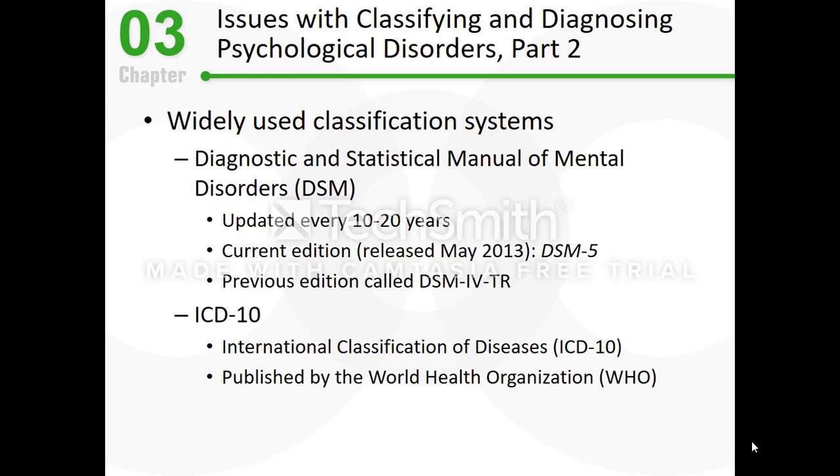The Diagnostic and Statistical Manual of Mental Disorders has been updated every 10 to 20 years. The current release is DSM-5, which was released in May of 2013. The previous edition was the DSM-4-TR. Now, that's what you use in classification if you're seeing a psychologist. That's their Bible. That's their classification system.